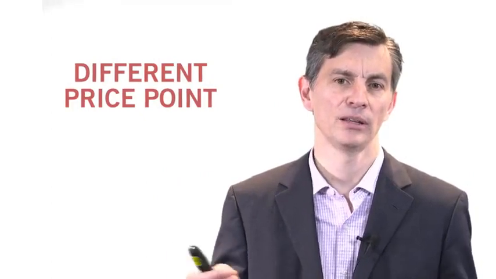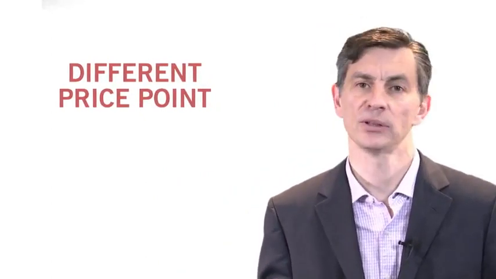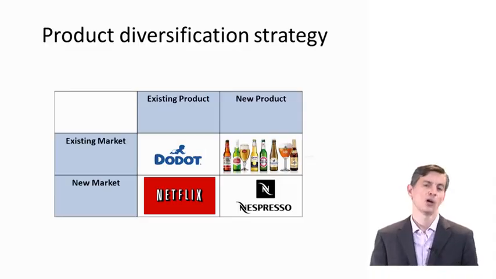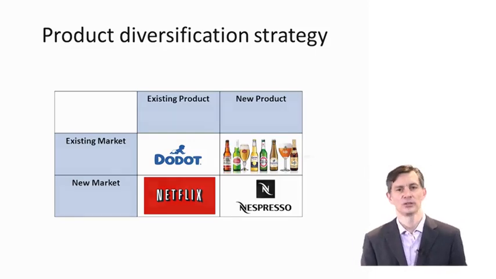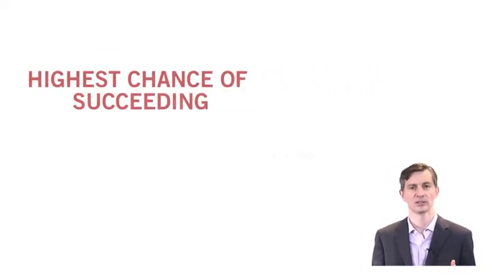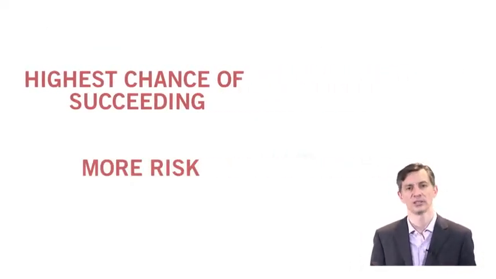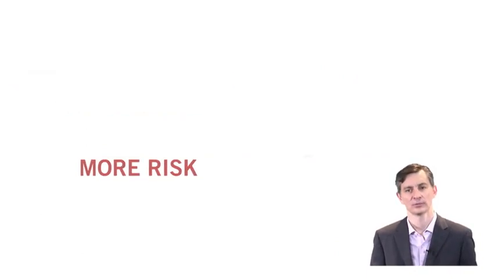And so it's absolutely a new product in a new market, because it tends to fulfill a different price point and a different experience of consumption, both in the office and at home, right? So which one of these diversification strategies has the highest chance of succeeding, and which one is more risky? Think for a second. Have you guessed right?